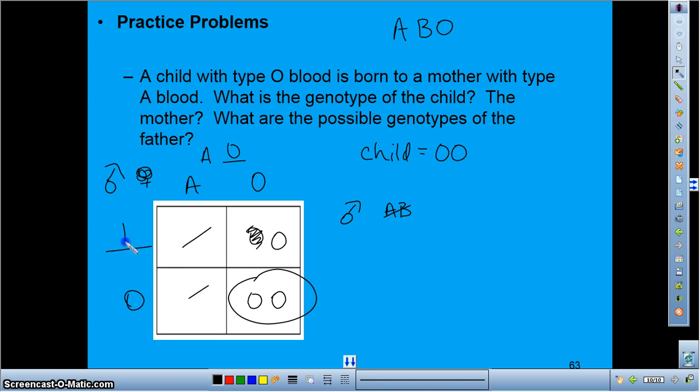Could he be type A? Sure, as long as he's AO. Could he be type B? Sure, as long as he's BO. But those are the only two, other than just type O, that he could be in order to have a child with type O blood.